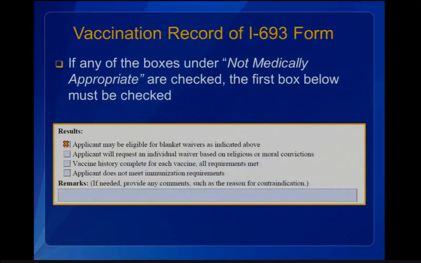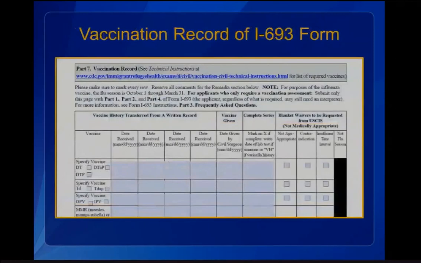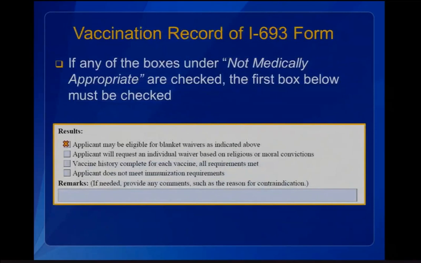So now, if any of the boxes under not medically appropriate are checked, so we go back here, this is not medically appropriate because the age is wrong or there's a contraindication or it hasn't been long enough. And so if you mark one of these boxes for a particular vaccine or for any vaccine, it says here, may be eligible for a blanket waiver. And that's because everyone who's an applicant has to show proof that they've received all of the required vaccines and they've gotten a complete series.